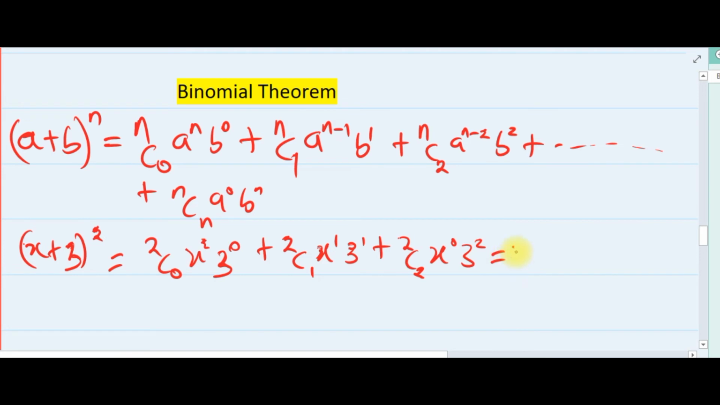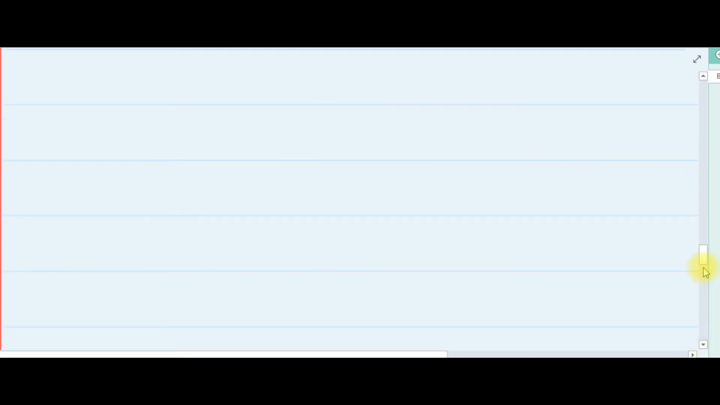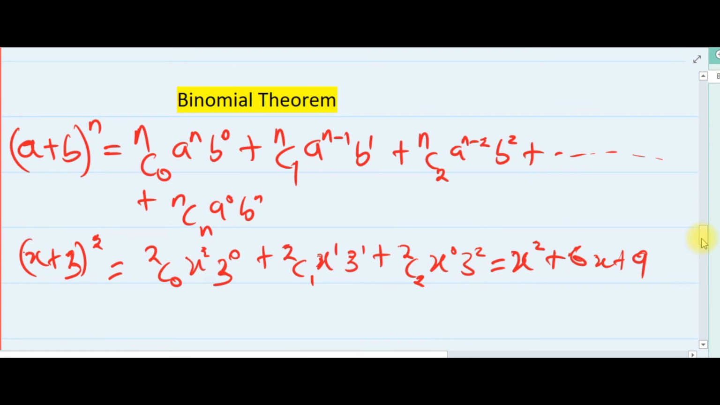So our answer is: 2 combination 0 is 1, so we have 1 times x squared times 1, plus this combination, that is 2, so 2x times 3, which is 6x. And finally, this is 1, and 3 squared is 9. So that's it. It helps us to expand binomials better and faster, and also to solve harder questions than using Pascal's triangle.